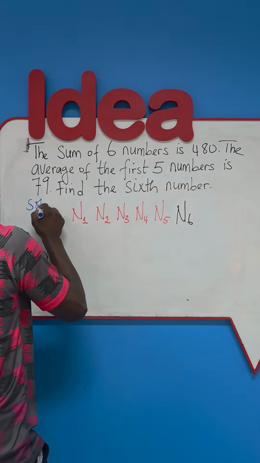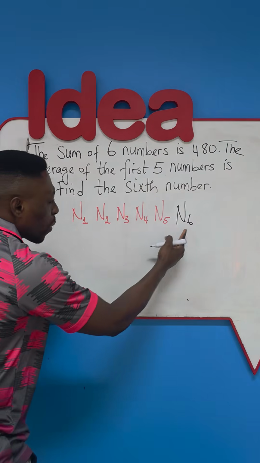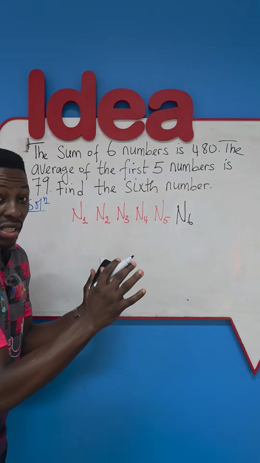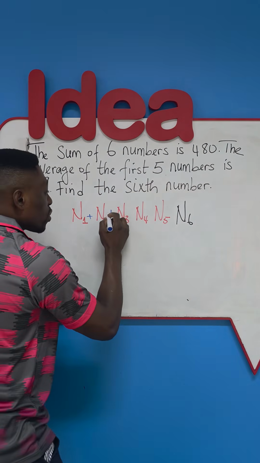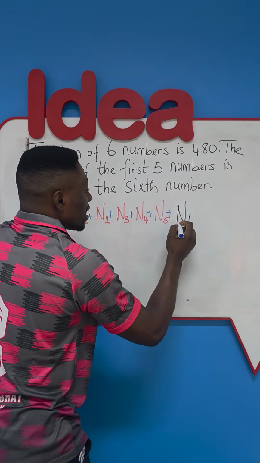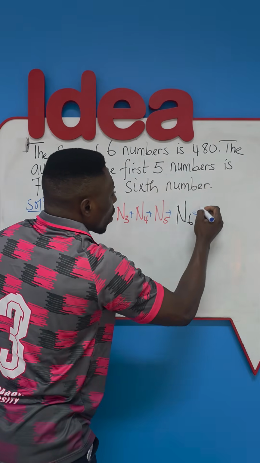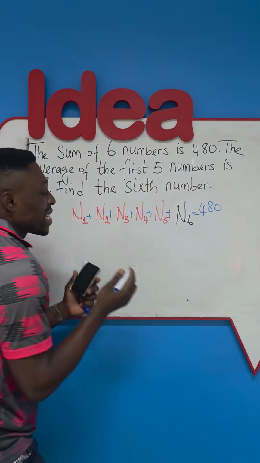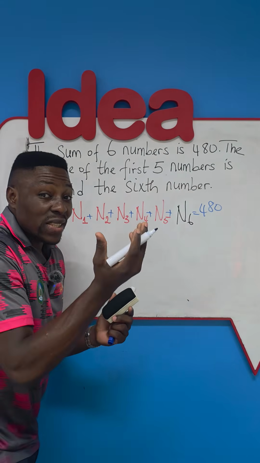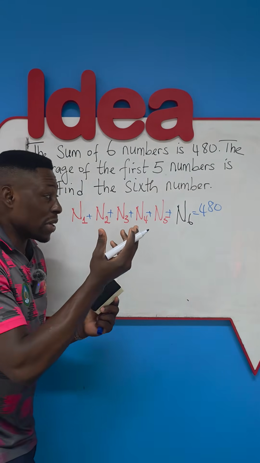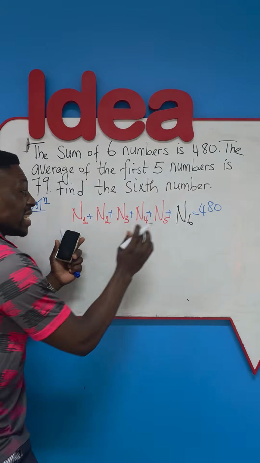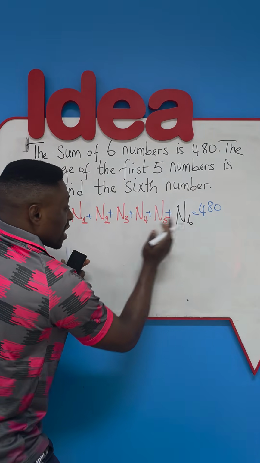Solution. Let's consider these 6 numbers to be n1 up to n6. Now here's what the question says. If we add n1 to n2 to n3 up to n6, we should have 480. Now, had the question asked for the average of the 6 numbers, all we would have to do is divide this number by 6 because there are 6 numbers.